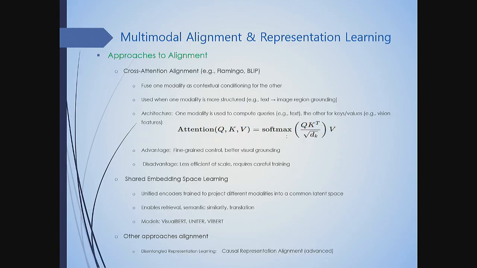Another approach is the cross-attention alignment. You have a few foundation models that use it. This one uses one modality as contextual conditioning for the other, like text to image region grounding. This architecture uses one modality to compute some kind of query. But it's still the same thing.